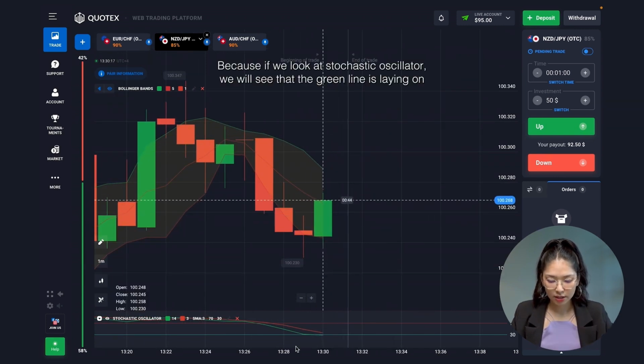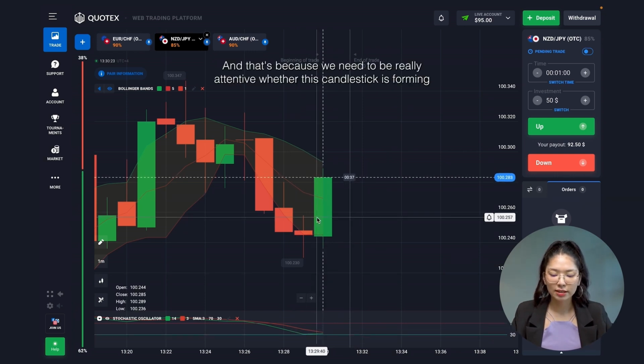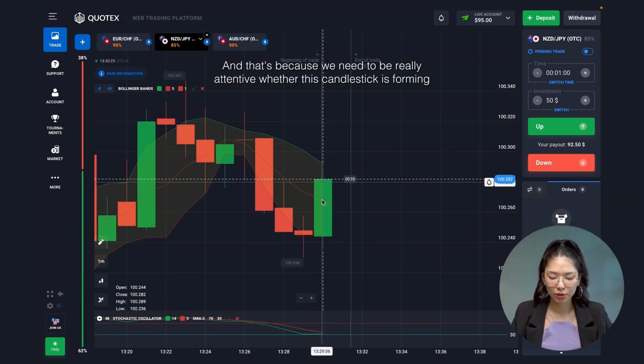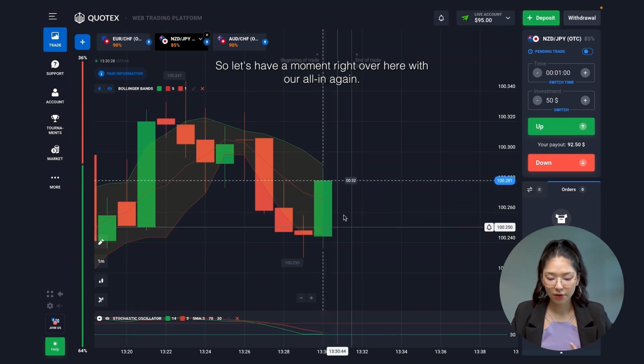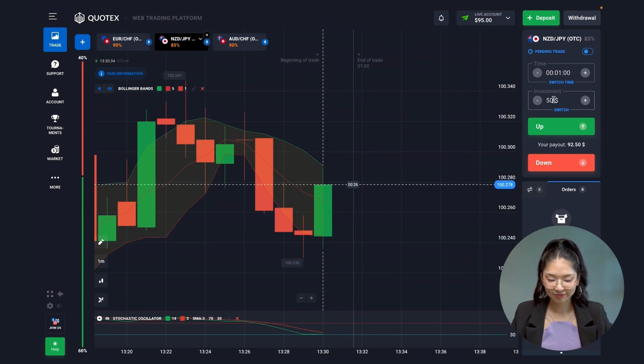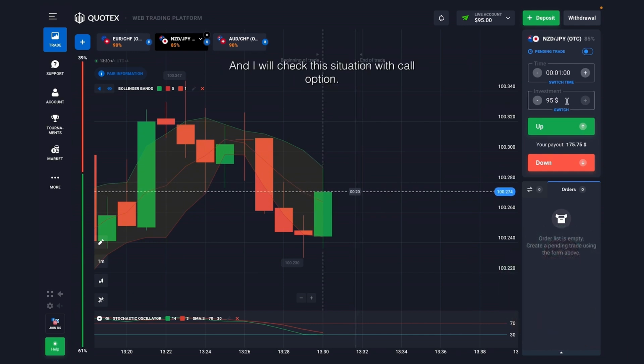But we need to see for how long this downfall of the price will last. If we look at the stochastic oscillator, we'll see that the green line is lying on the level of 30, so we need to be really attentive whether this candlestick is forming just once or maybe the situation is really changing. So let's take a moment right over here with our all in again, and I will check the situation with a call option.